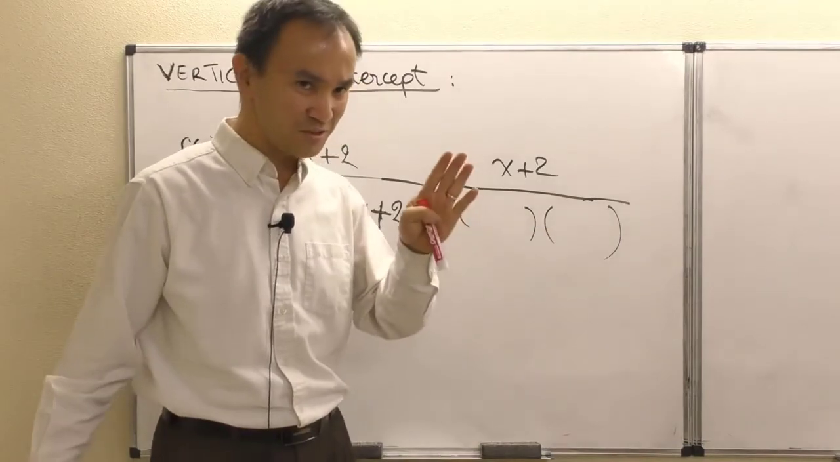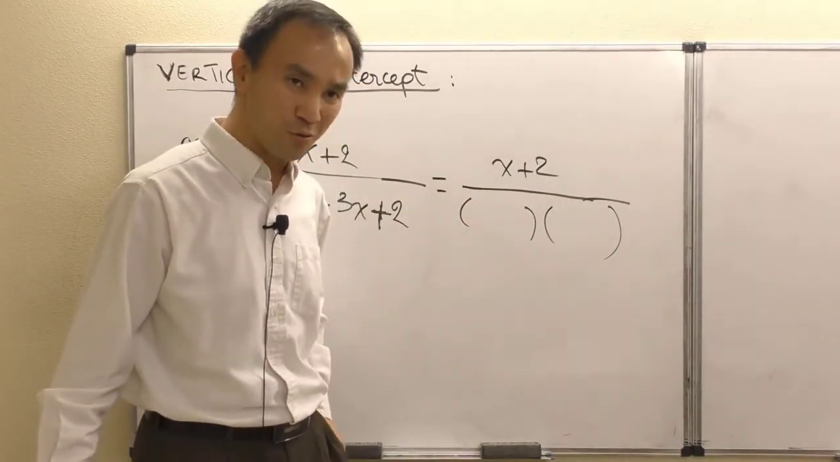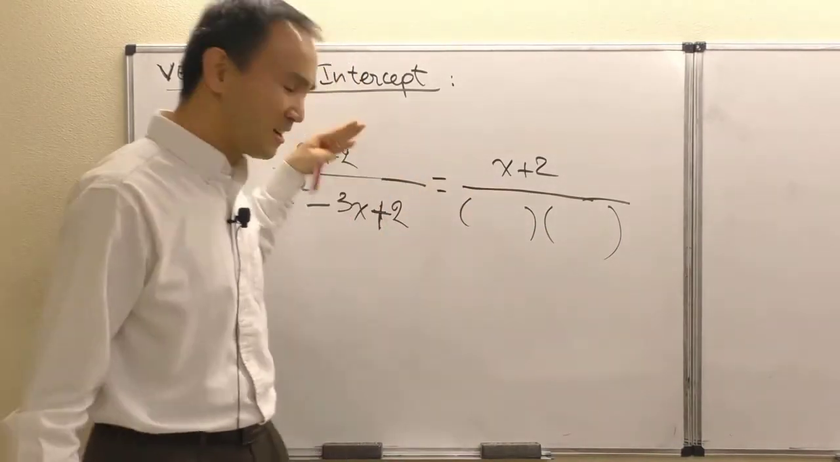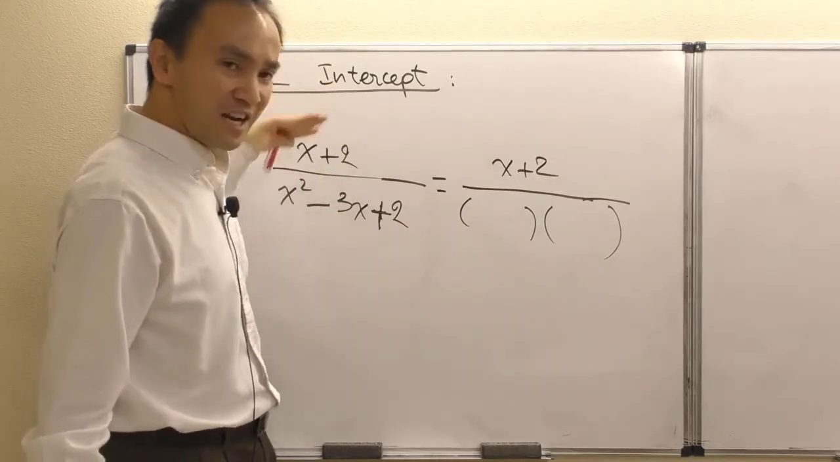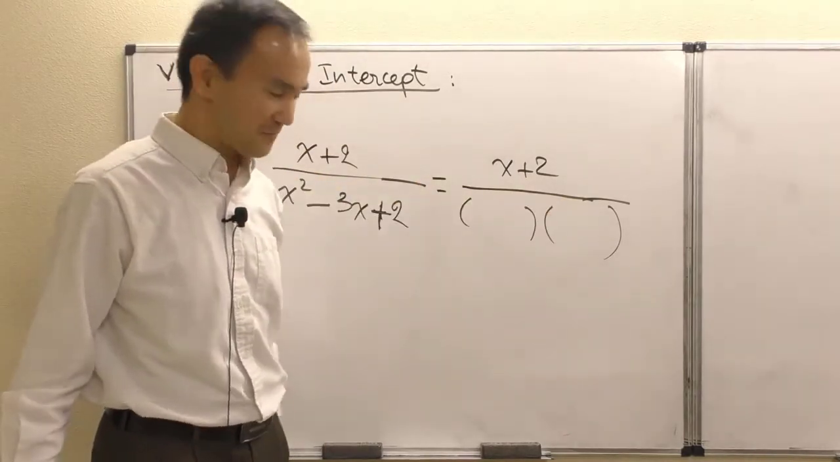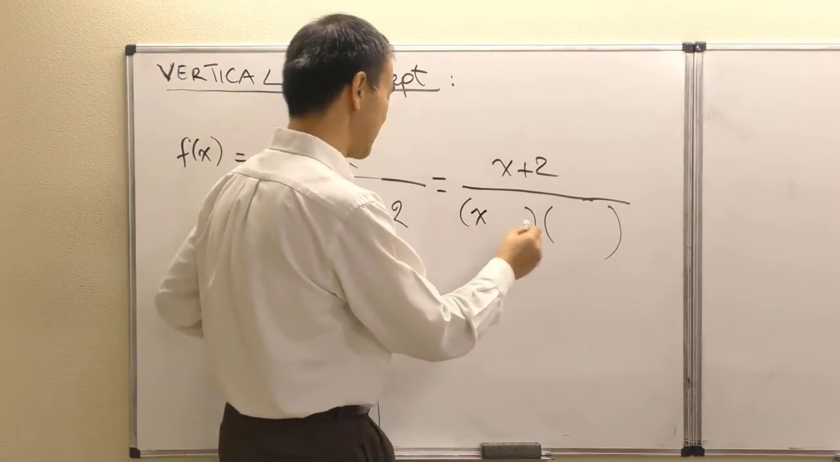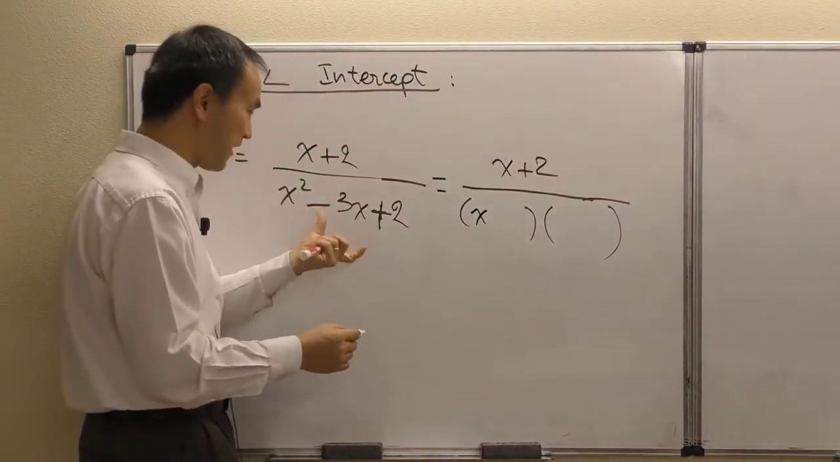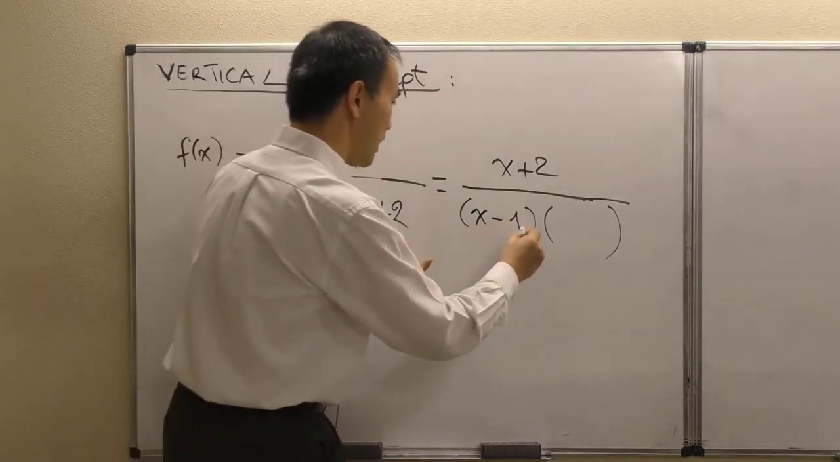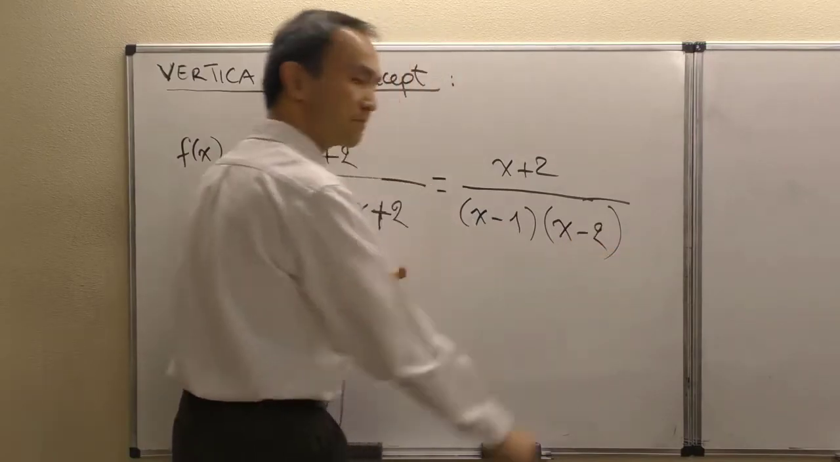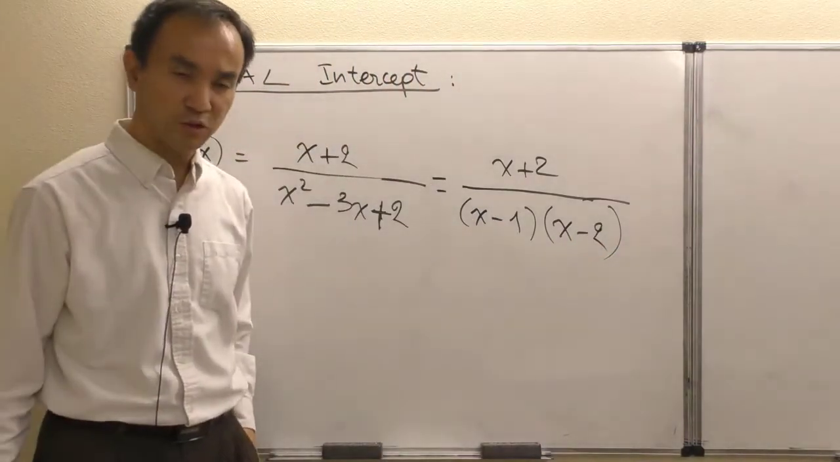But we have seen that enough throughout our earlier work that it's best to put all of the numerator and denominator into factor form. Okay, so now I'm looking at the denominator polynomial being factored into x minus 1 and x minus 2. Okay, x minus 1 and x minus 2.